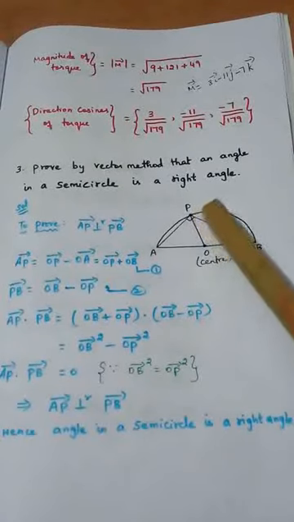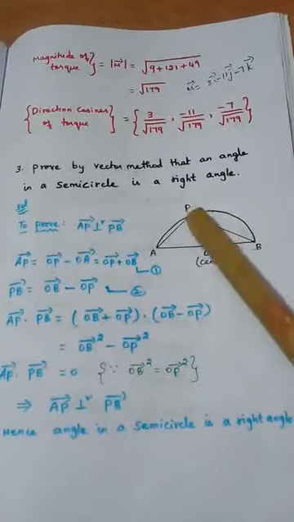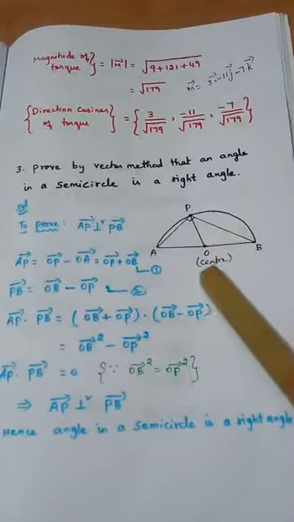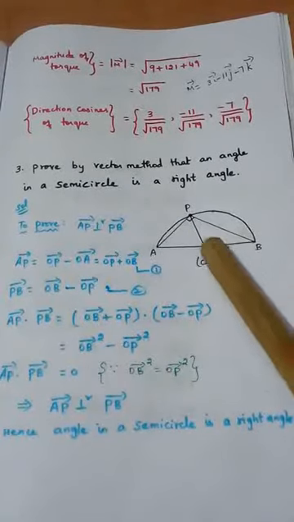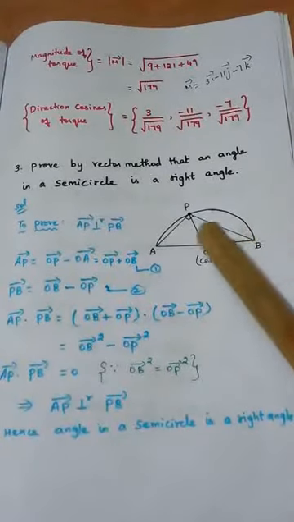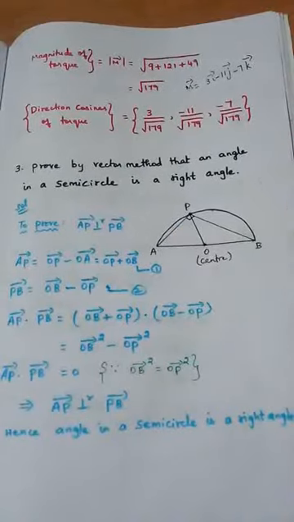So I have taken an arbitrary point P on the circumference of the circle and connected that point P with both the ends A and B. O is nothing but the center of the circle, and I am joining this also. So what is OA? OA is the radius. What is OB? OB is also a radius. OP is also a radius, because from the center we are drawing all the lines. So those three are called radius.